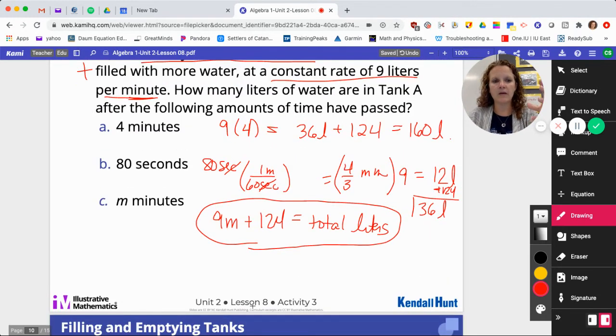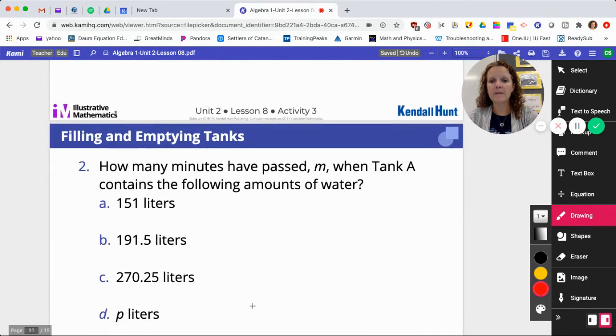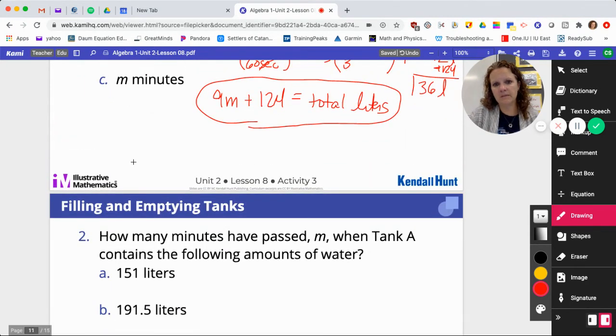So it's really neat how the book has been doing a great job of starting with something simple, making it a little bit harder, and then coming up with the equation. Right? We've done that quite a bit. This was using the equation: total liters equals 9 times your minutes, 9 liters per minute, plus your initial amount. Now we're going to look at how many minutes have passed when tank A contains the following amount of water.